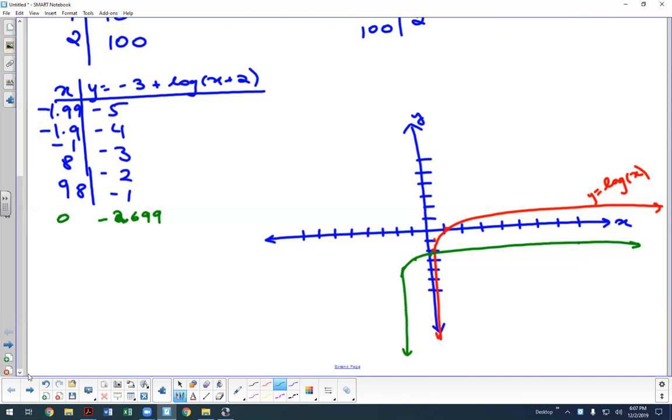If it helps, you should remember that since our original function log of x has a vertical asymptote at the y-axis, x equals 0, and since our graph moved 2 units to the left, that means our vertical asymptote also moved 2 units to the left, which means we actually have a vertical asymptote right here at x equals -2. And that's why these guys were getting closer and closer to -2, because you're hitting that vertical asymptote.